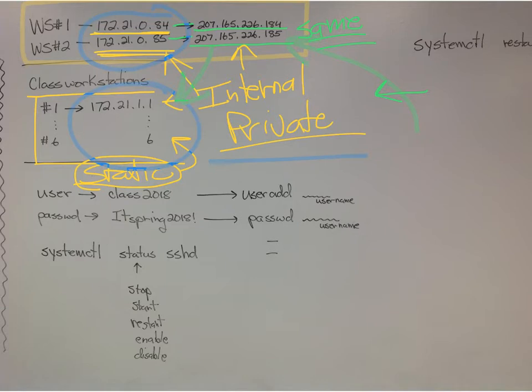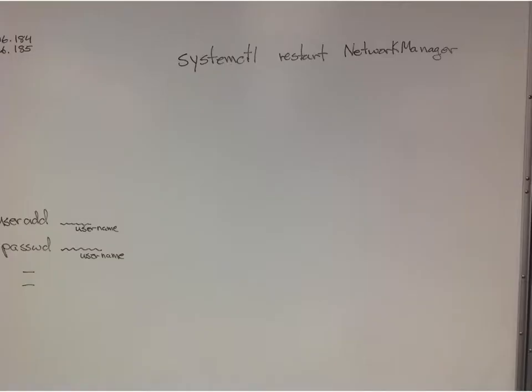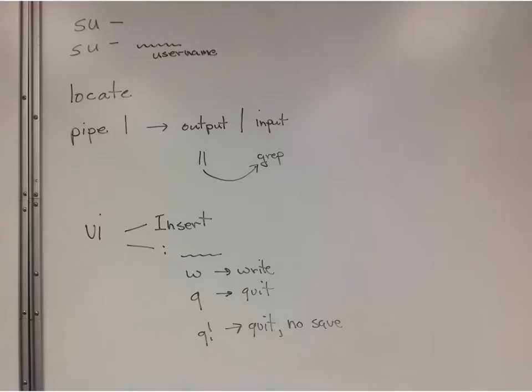So what the students did, they created this user, class 2008, using this command, this password, using this command, and they made sure they had SSH running on the machine. They checked the status, and if it wasn't, they could start it. We reviewed this command. We talked briefly about how to restart the network using this command. And then we did some work on the machines.